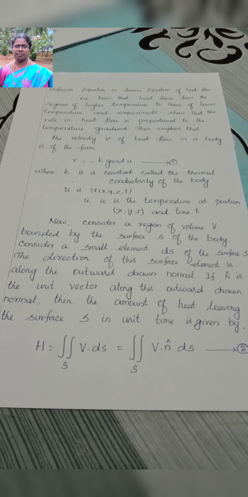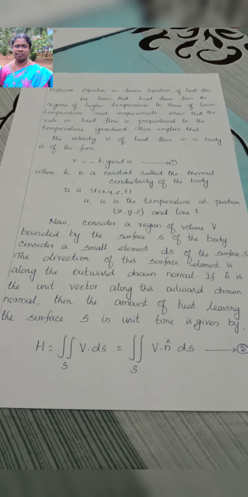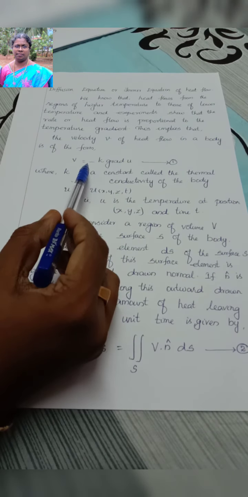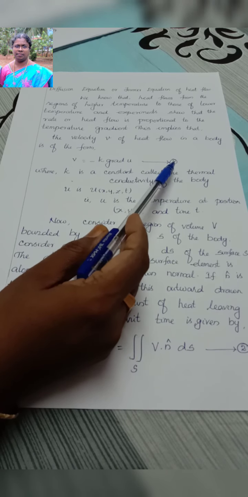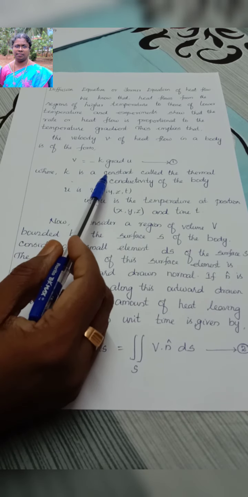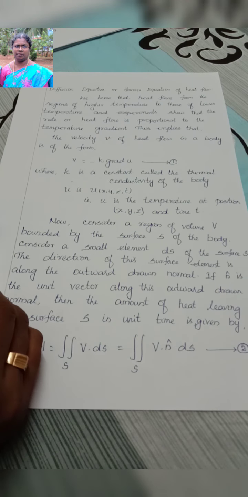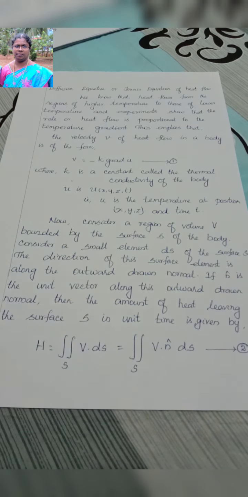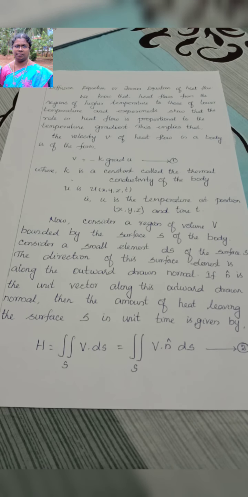We know that heat flows from the regions of higher temperature to those of lower temperature. Experiments show that the rate of heat flow is proportional to the temperature gradient. This implies that the velocity v of the heat flow in a body is of the form v equal to minus k grad u. That is equation number 1, where k is a constant called the thermal conductivity of the body and u is u of x, y, z, t. That is, u is the temperature at position x, y, z and time t.